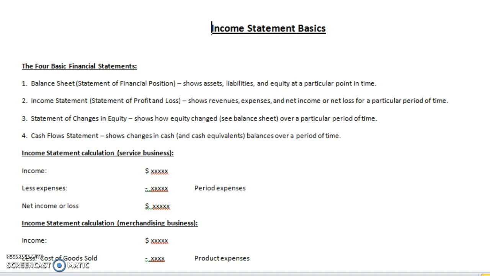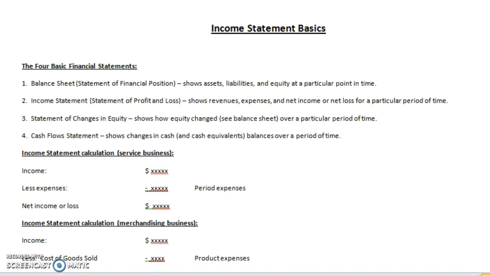The income statement that we're going to look at further, otherwise known as the statement of profit and loss, shows revenues, expenses, and net income or net loss for a particular period of time. And that's an important concept for the income statement and the other financial statements: the concept of periodicity. What period of time are we talking about? Day, week, month, year to date. That's a very important concept when we look at these financial statements.